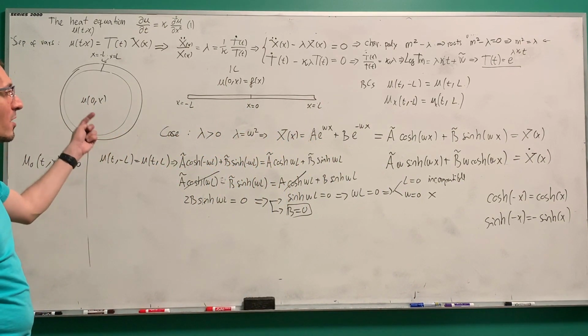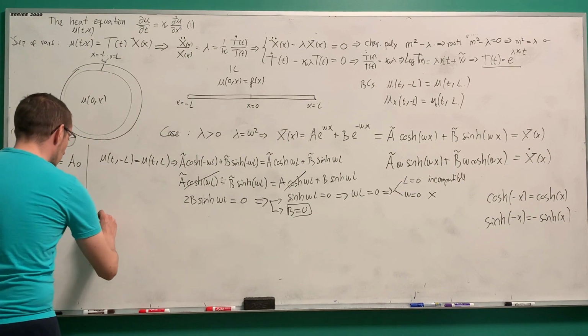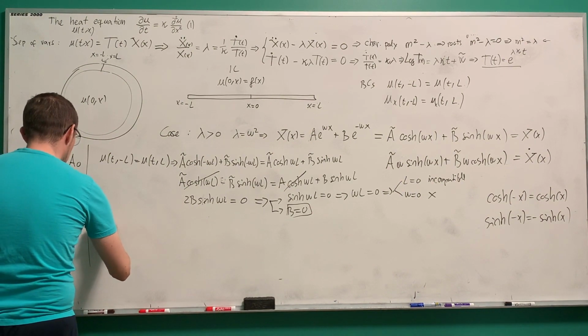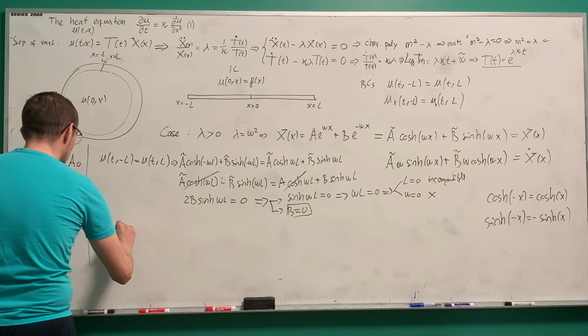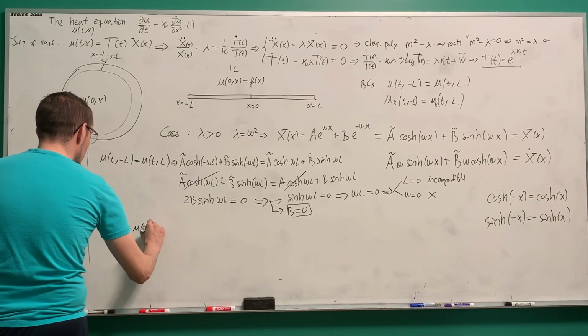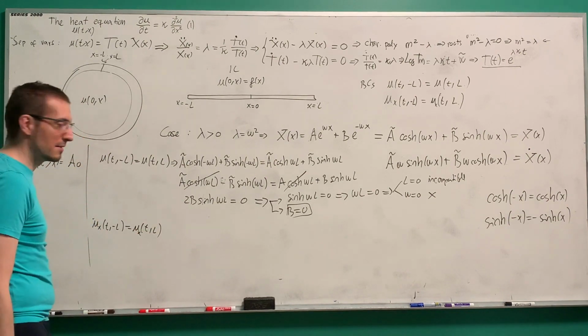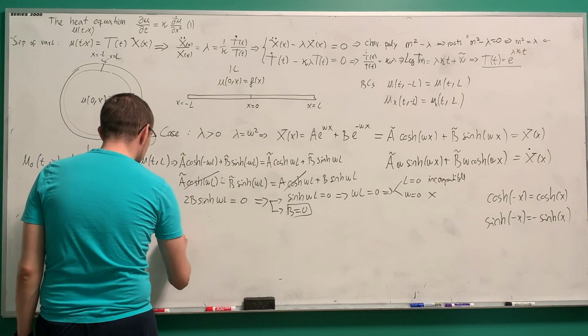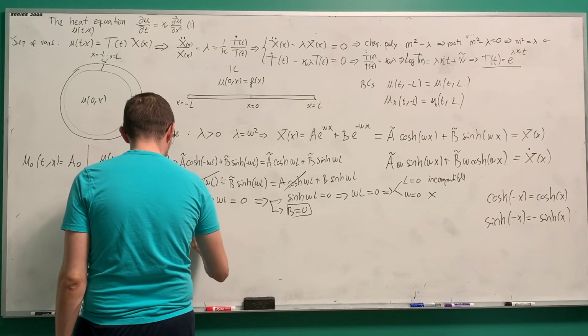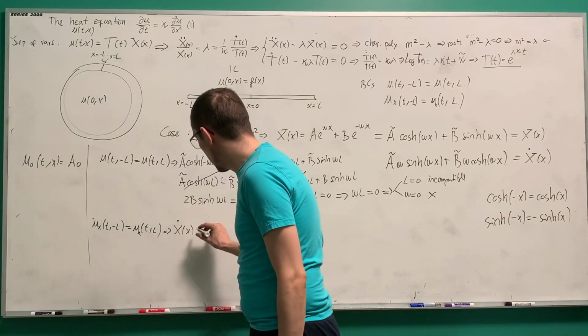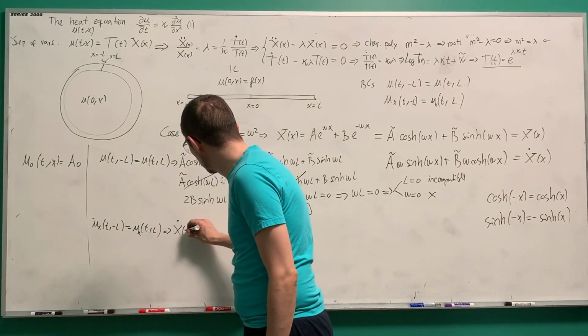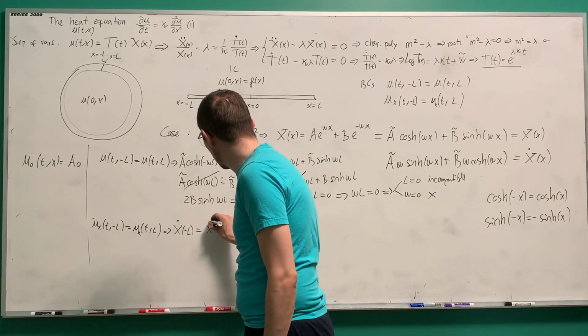Let's impose the second boundary condition. The second boundary condition tells me that u_x of t, minus L is equal to u_x of t, L. X derivatives, alright? So that means that x dot of minus L has to be equal to x dot of L.